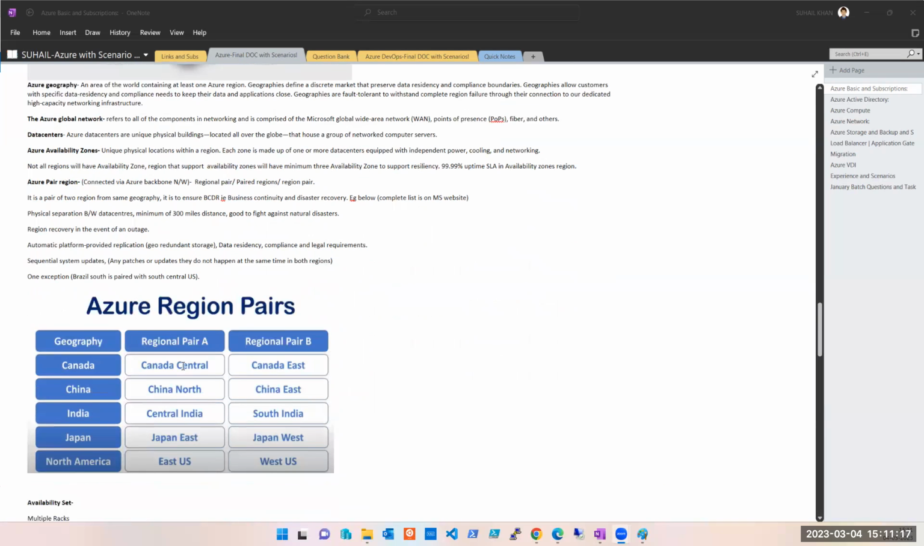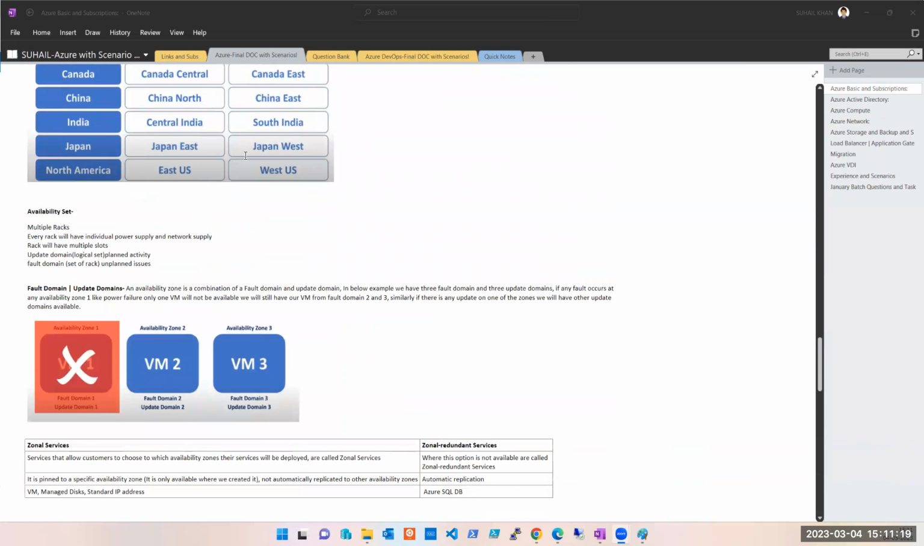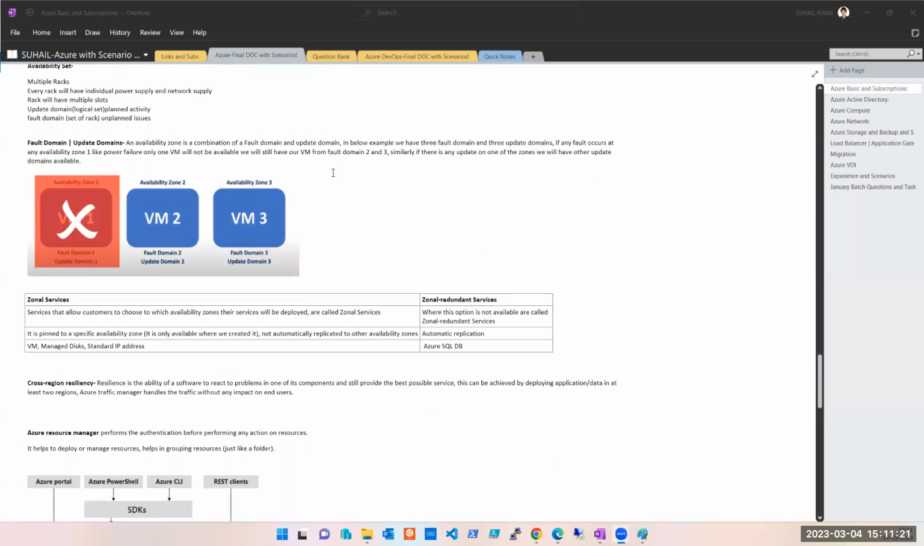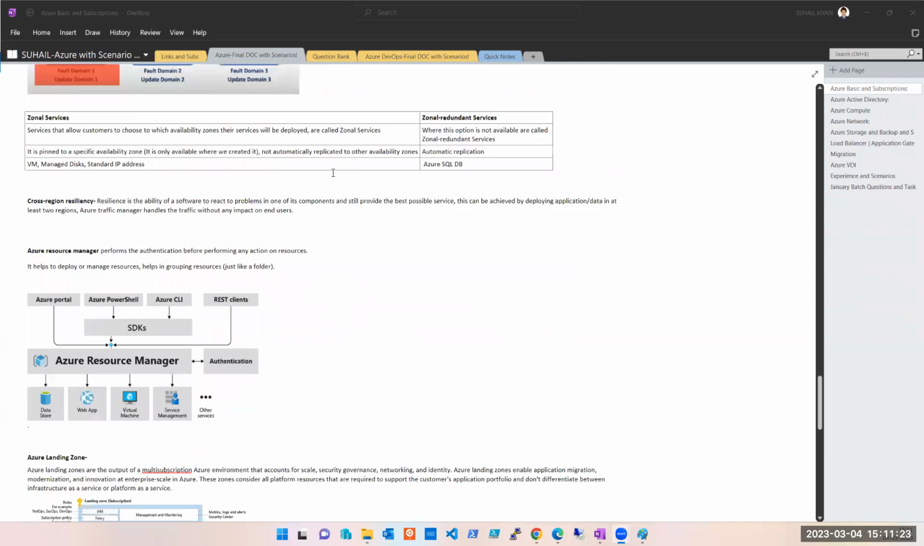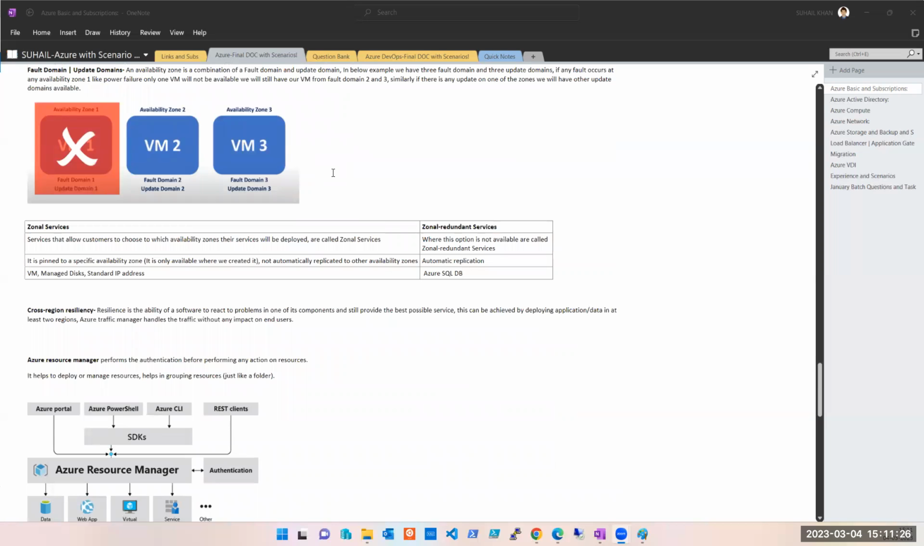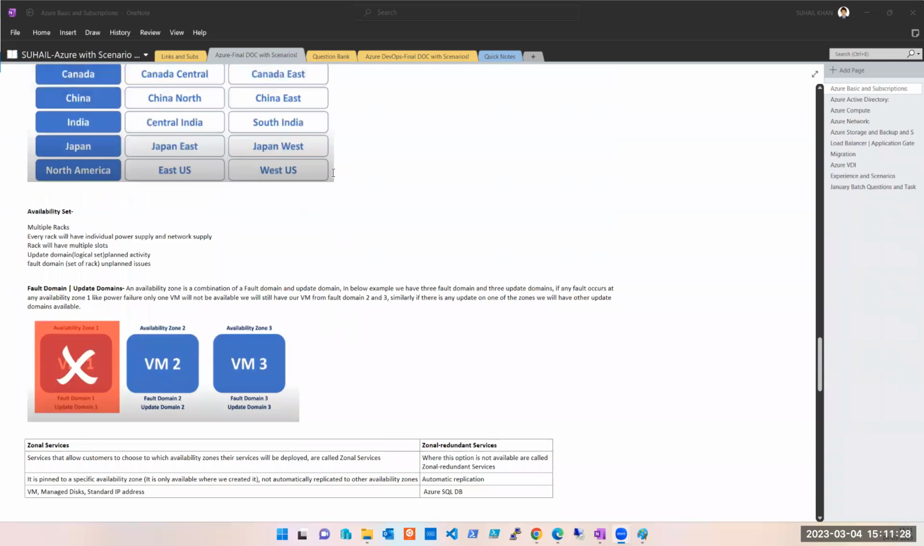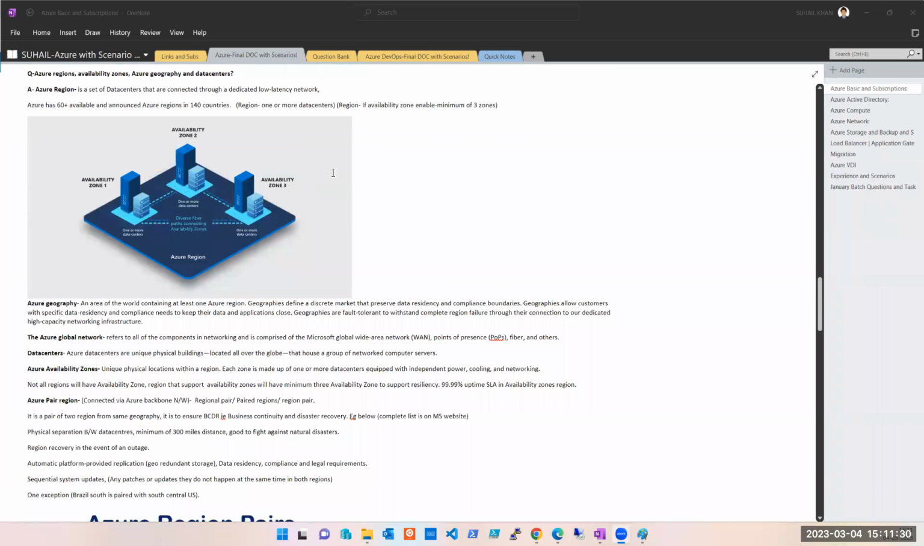Now, this one, paired region, it's a storage concept. I will be discussing that later when we discuss storage concepts. Okay, in availability zone, we don't have to discuss anything else now. We'll go to the portal and see.